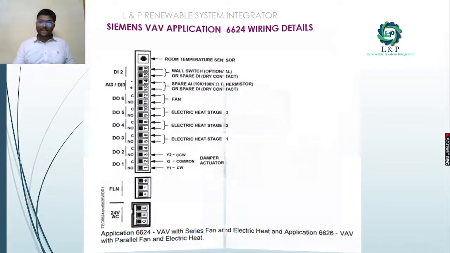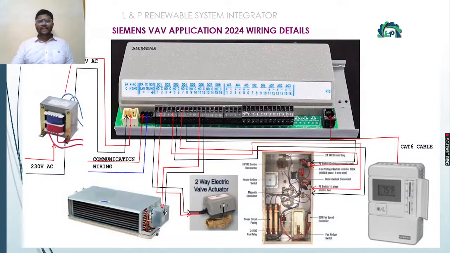And this is the wiring detail, and see here how, application wise, we have provided the application 2024. As we told earlier, we have a 24-volt AC connection here, which will get connected to these terminals, and we have a communication wire to connect here. And these fan coil units, see here, are getting connected to the D06 terminals, and we also have electrical valve actuators. If you're going for fan coil units, then you can connect it here. So you can go for either of 2 options.